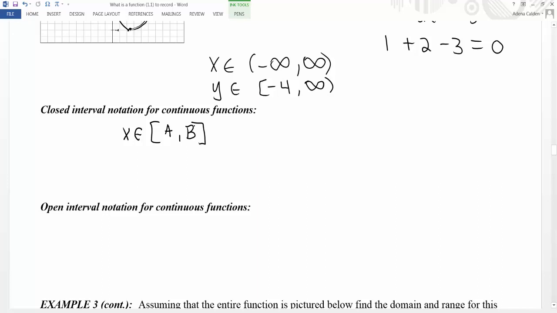Another way that we can write the same thing is with this notation, with less than or equal to signs. These mean the same thing. So this notation says that x has to be between a and b and can take on any value between a and b, including a or b.